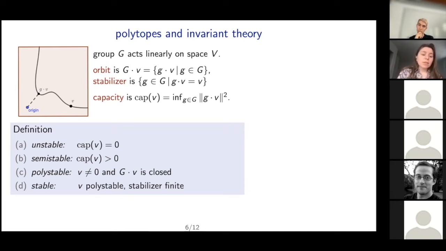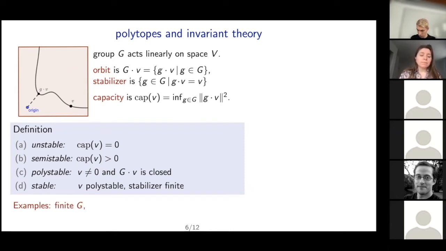All right, so these definitions are from geometric invariant theory, where they arise in the context of constructing moduli spaces. And they're usually defined in more algebraic terms as the vanishing or non-vanishing of certain invariants, but that algebraic characterization is equivalent to this more topological characterization in terms of this capacity function and where our orbit lies in relation to it.